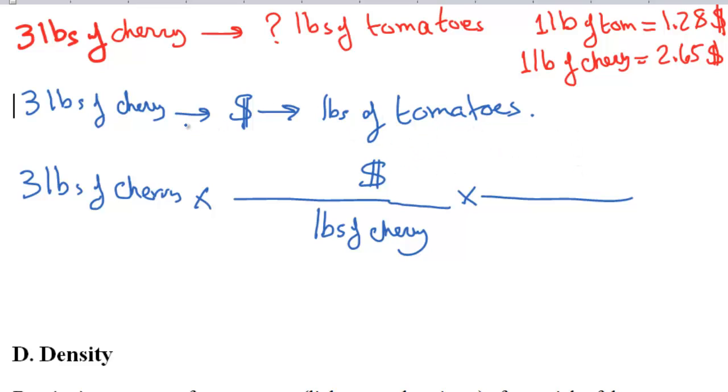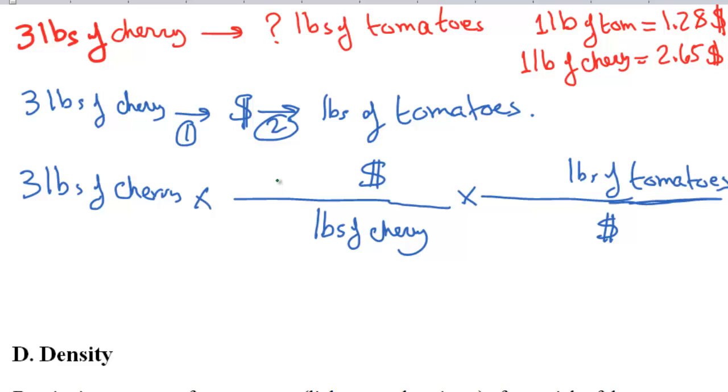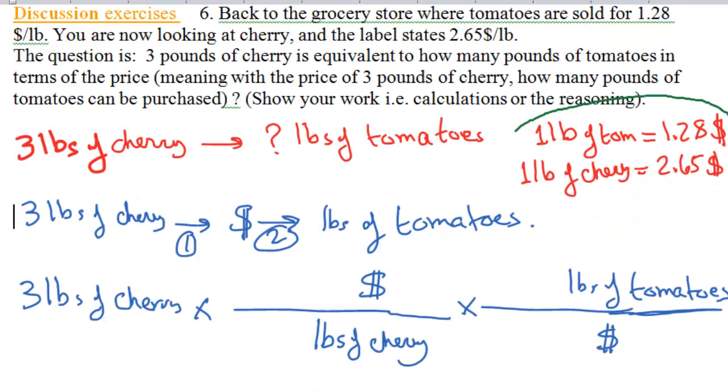In the second step, this is the first step here, this is the second, where you need to convert the dollar to pounds of tomatoes. So you need to cancel out dollars, therefore dollars has to be in the denominator and pounds of tomatoes has to be in the numerator. And now we can go ahead and plug in the numbers. Where do the numbers come from? The numbers come from the conversion statements. So 1 pound of cherry is equivalent to $2.65, so 2.65 goes here beside dollar.